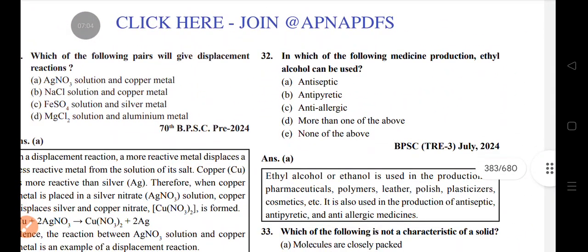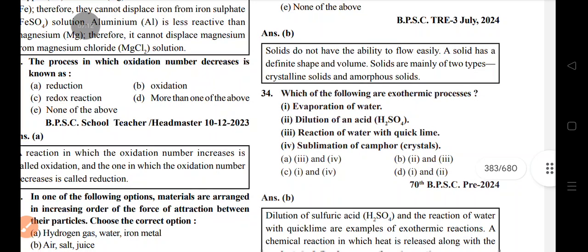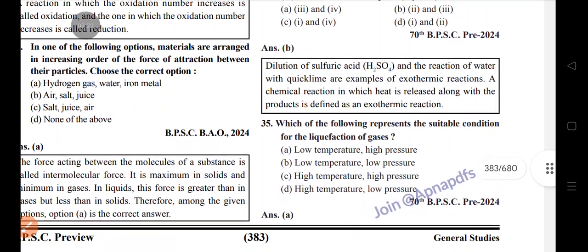Medicine production: ethyl alcohol can be used as an antiseptic. Not characteristic of a solid: the ability to flow easily. Exothermic process: dilution of acid, reaction of water with quick lime.